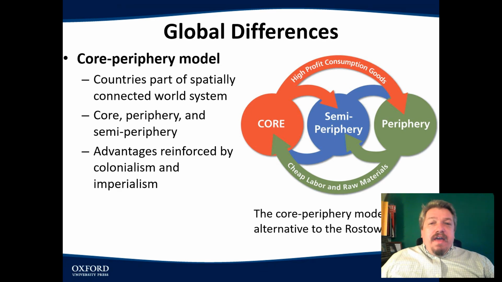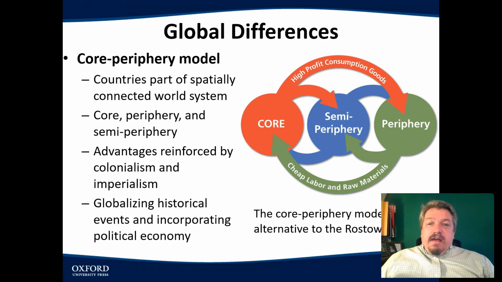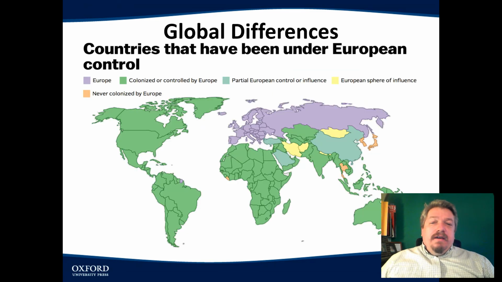And even though empires are long gone, it's still maintained through other actions. Okay, and the world economy is still a result of this. So here is my example. This map of the world shows all the countries of the world. The ones that are purple are European countries. The countries in green are those countries that at one point in their history were colonized or controlled by Europe.